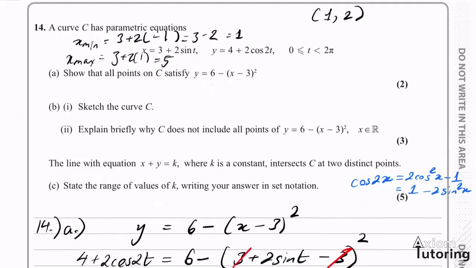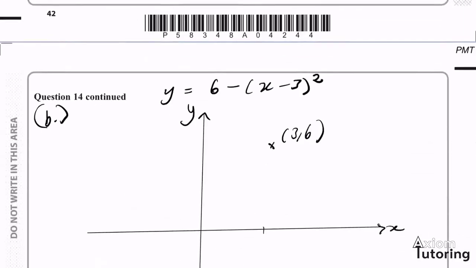And then the other coordinate will be with an x value of 5. So we'd substitute 5 into here. 5 minus 3, that's 2. So positive 2 squared, that's 4. 6 minus 4, that's 2 as well. So it's (5, 2). So these are the coordinates that we're going to mark down, and we can't draw the parabola beyond those points. So (1, 2) and (5, 2).